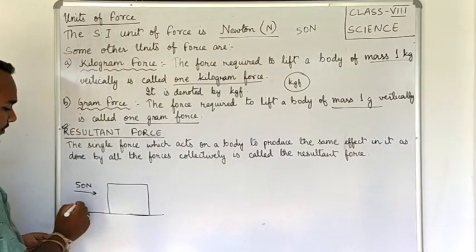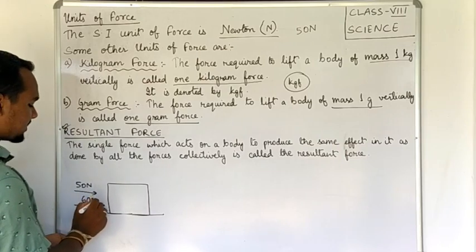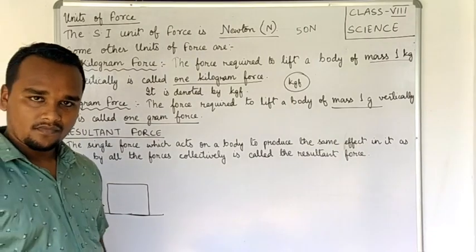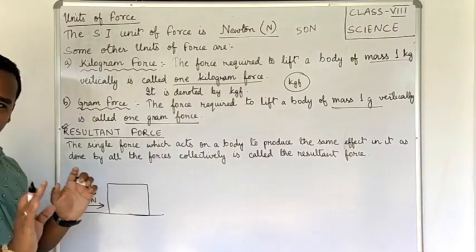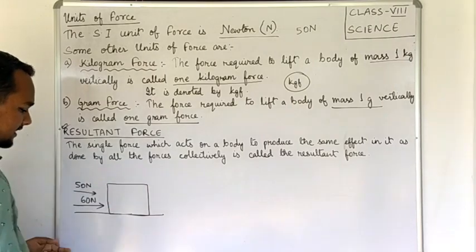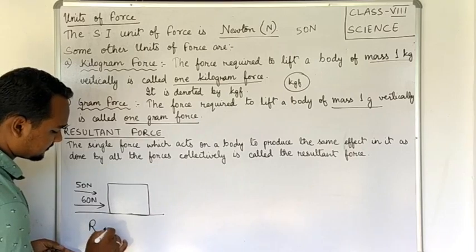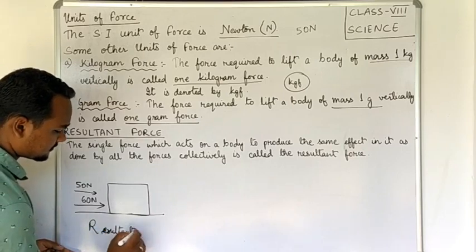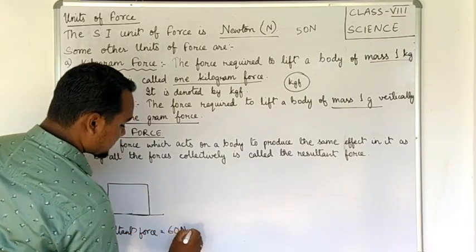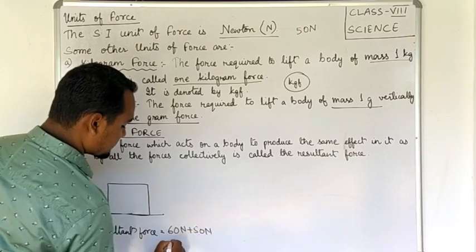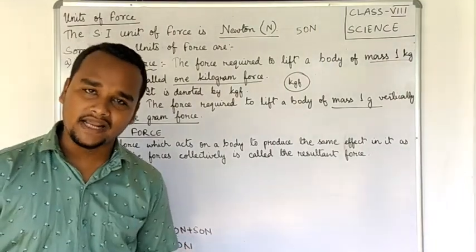So you have taken the help of one of your friends, and your friend has also started to apply force to it. He is now applying 60 Newton force to the box. Along with him, you are also applying a force of 50 Newton to the box to push it. Now, here in this case, what will be the resultant force? The resultant force will be 60 Newton plus 50 Newton is equal to 110 Newton. So in this case, the resultant force is 110 Newton.